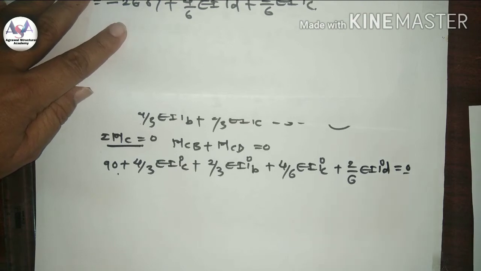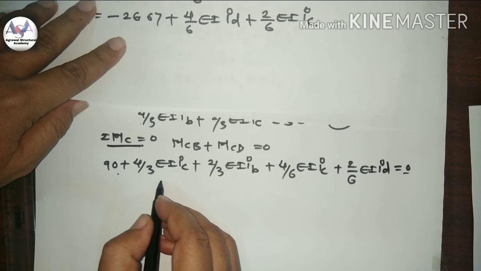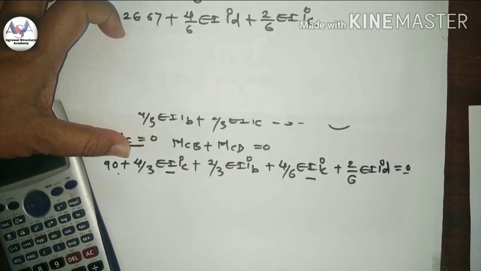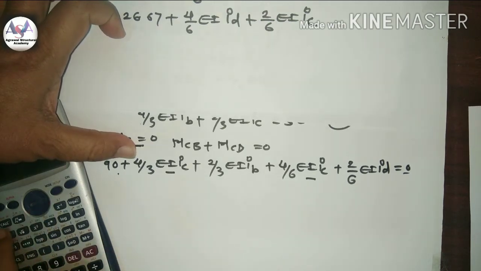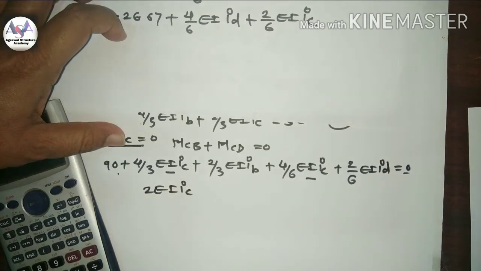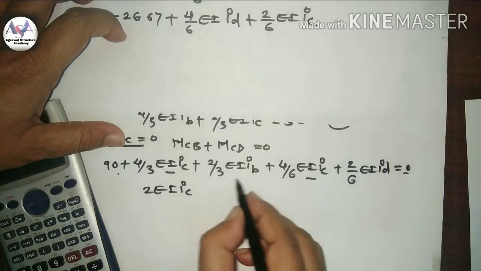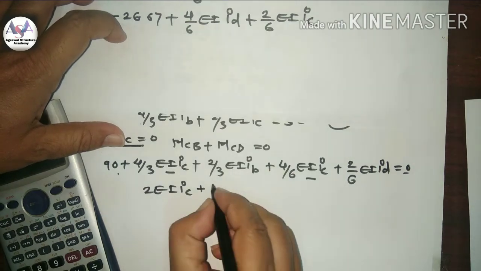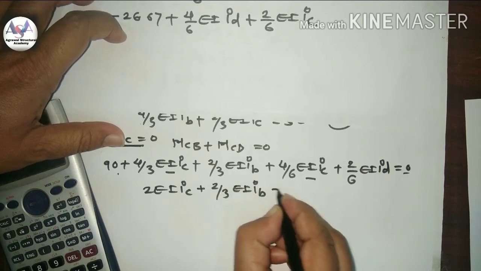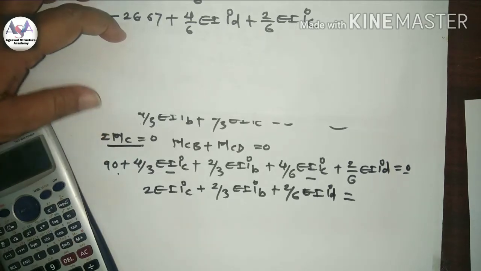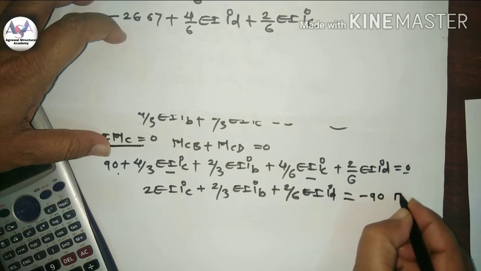So here, for this theta C and this theta C, 4 by 3 plus 4 by 6 becomes 2 EI theta C. Then plus 2 by 3 EI theta B plus 2 by 6 EI theta D is equal to, here this plus 90 becomes minus 90. This equation is B.